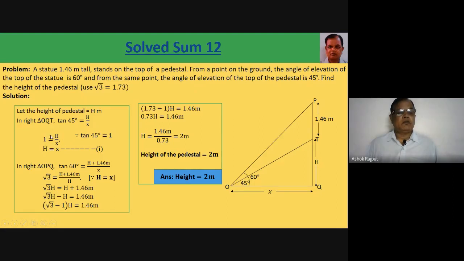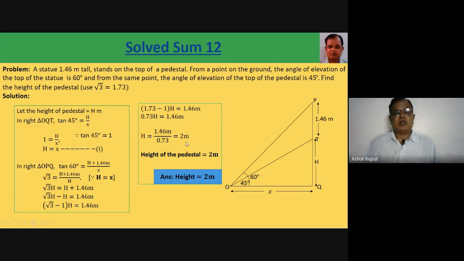The shadow of Qutub Minar is 81 meters long. When the angle of elevation of the sun is theta, find the height of the Qutub Minar if tan theta equals 0.89. Let the height of the Qutub Minar be h meters. As we see in the figure, height is h meters, shadow is 81 meters. The value of tan theta is given: tan theta equals PQ upon QR, so 0.89 equals h upon 81 meters.